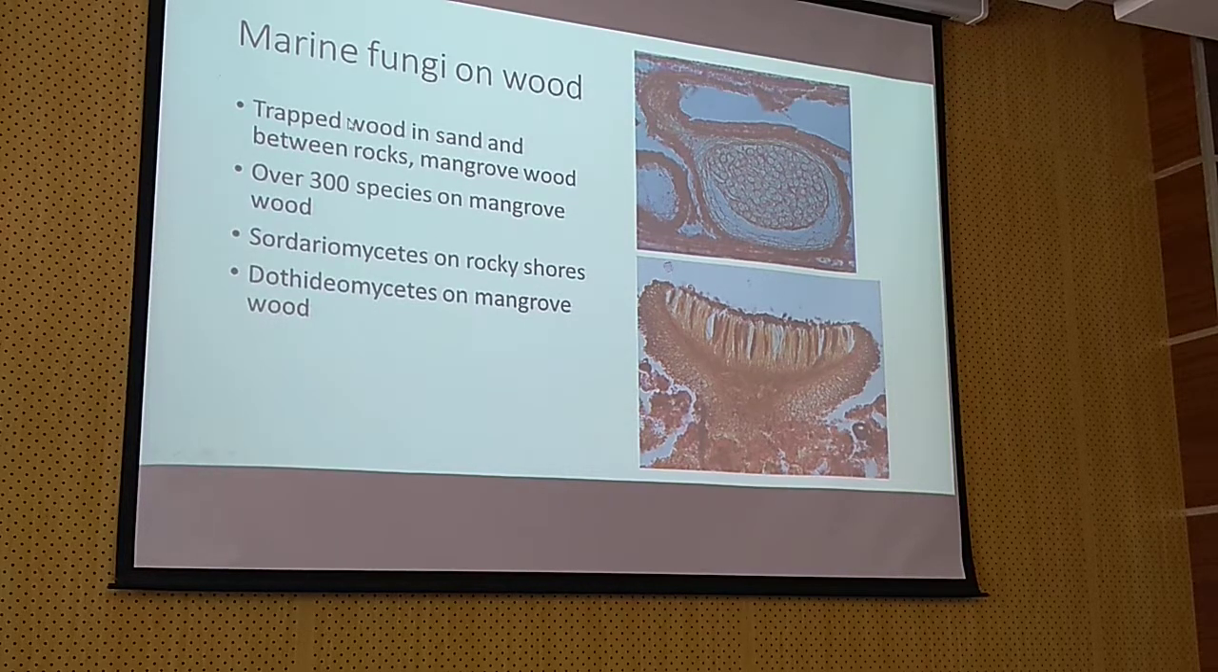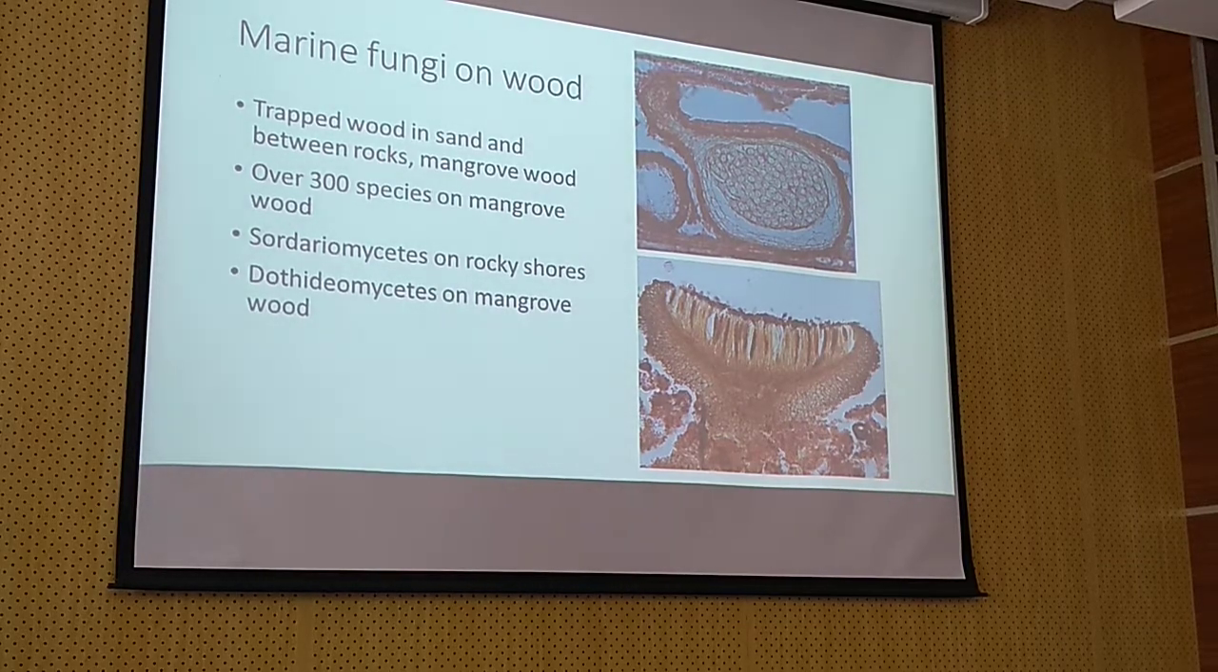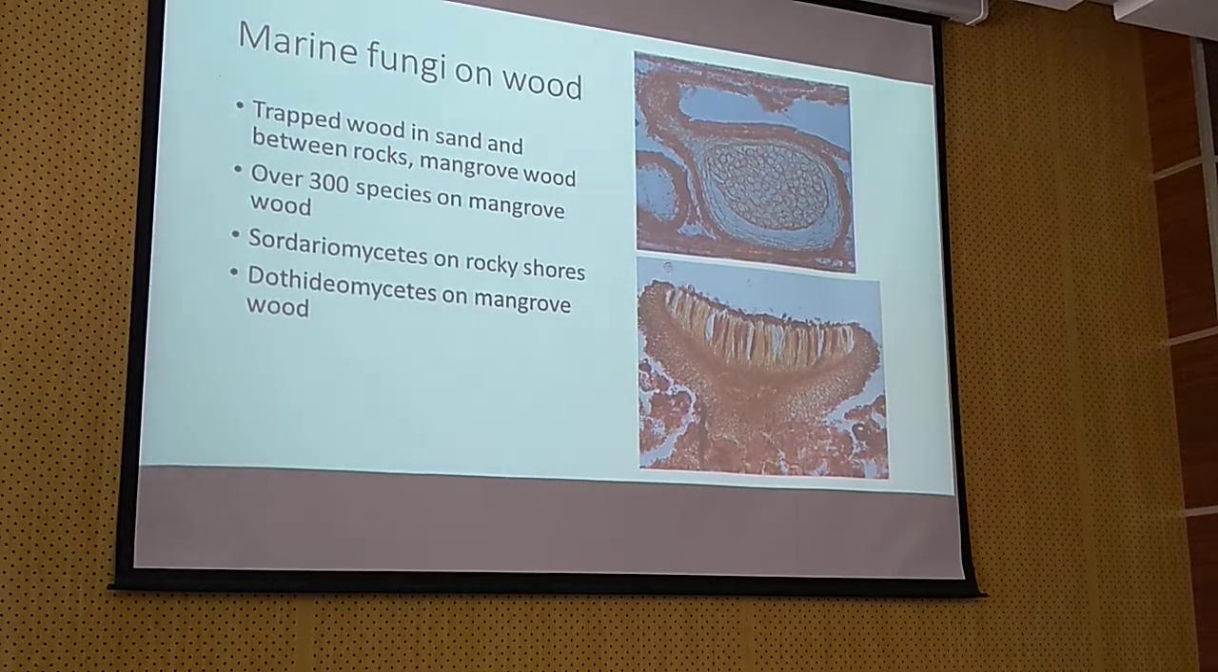Okay. So you can sometimes, if you go out to the seashore, you can find wood trapped between rocks. Sometimes you can find wood buried in the sand. If you go to mangrove, there are quite a lot of wood that you can collect, and a lot of fungi growing on those woods. You don't know them, you don't see them, but actually they're there. Okay. So there are about 300 species of marine fungi being reported on mangrove wood. And I'm not going to talk about the taxonomy, but what you need to know is, if you go to collect wood from different places, say for example from sandy beaches or from rocky shore, the diversity of fungi is different. Okay.